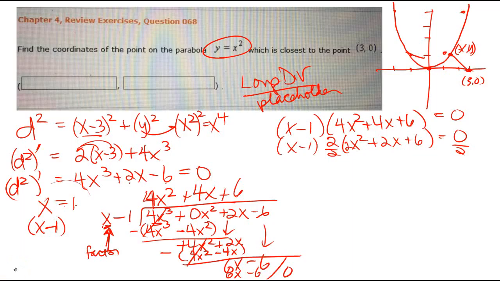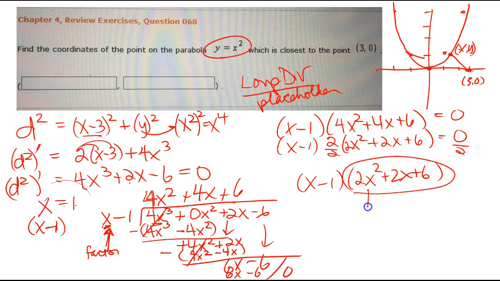Okay, the last video cut me off, but we got to the point where when we took the derivative and set it equal to 0, we ended up with two factors. This is squared. This is always positive, never 0. This is the only one that could be equal to 0. So x would equal 1.